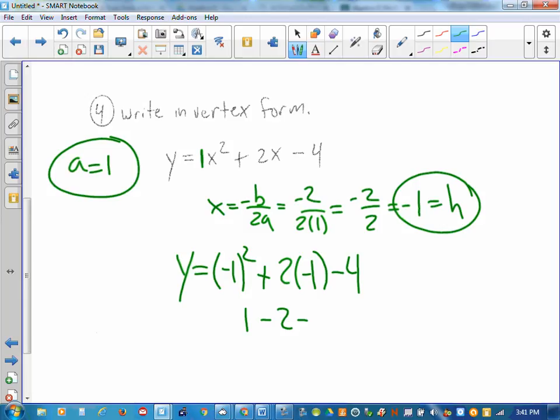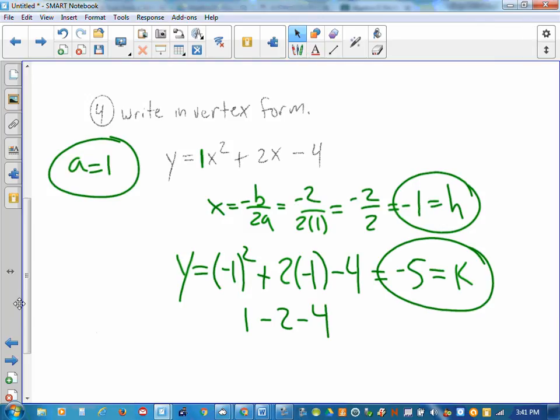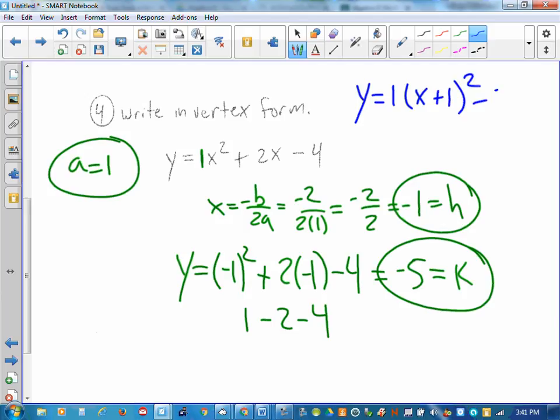Minus 2 minus 4 would be negative 5. So negative 5 is the y-coordinate of the vertex, or k. So I have a, h, and k. Now I write it out. Y equals 1 times (x minus h), but since h is negative, it's plus 1, squared, minus 5. So there it is.